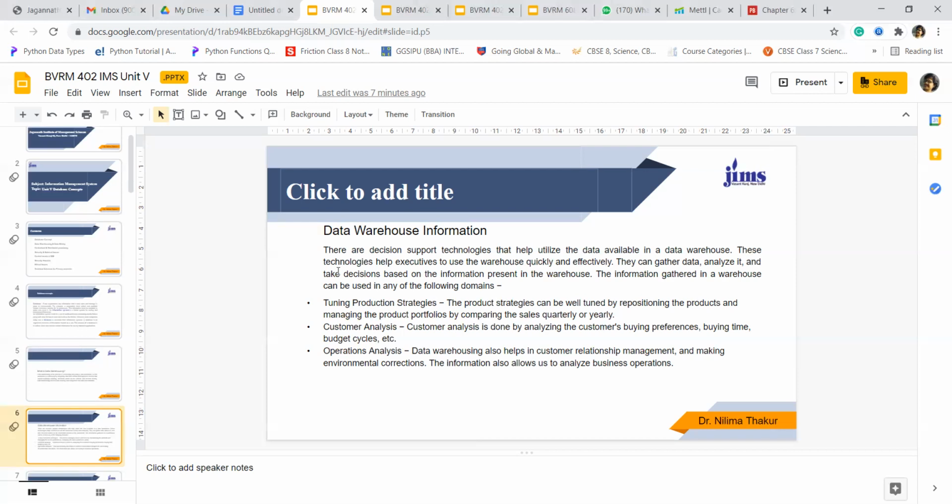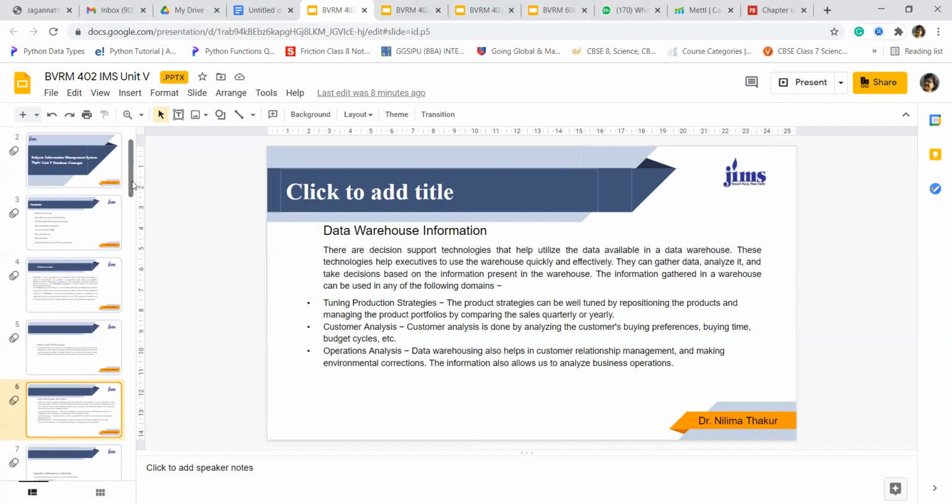Then the third one is operations analysis. On the basis of the production and the customer strategies, operation is streamlined, and data warehousing also helps in customer relationship management and making environment corrections. The information also allows us to analyze business operations.